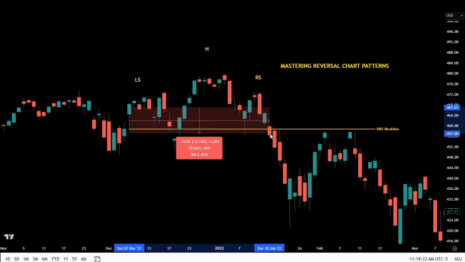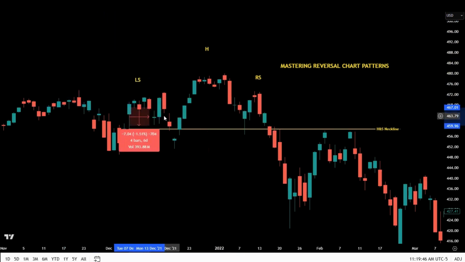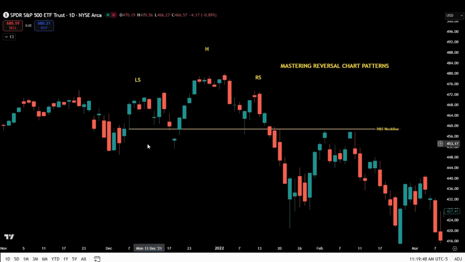But when you look at bars, it was 28 bars, which is 28 trading days because I'm actually on the daily chart of SPY. And I don't know why it's not showing up here, but all right, that's where we are. So this is SPY. There we go. There's SPY on the daily chart. So we have a left shoulder, a head, a right shoulder, and a neckline.